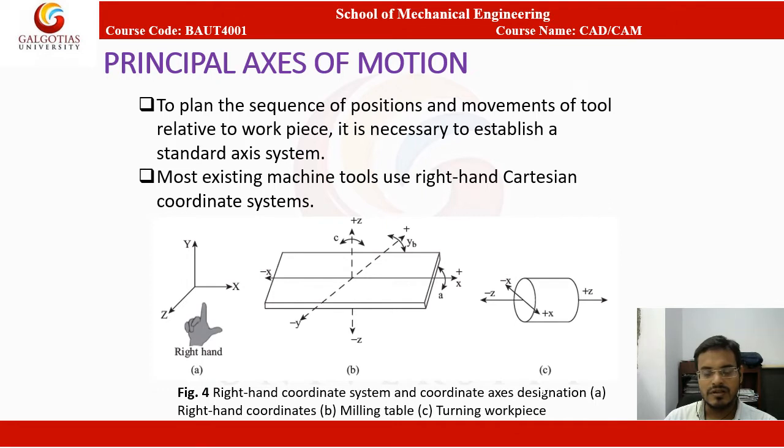So in the diagram you can see the right hand system: the thumb represents the x-axis, the second finger represents the y-axis, and the remaining finger represents the z-axis. So there are these three axes, and if you take the negative and positive directions, there will be 6 directions. Most existing machine tools use right hand coordinate systems.